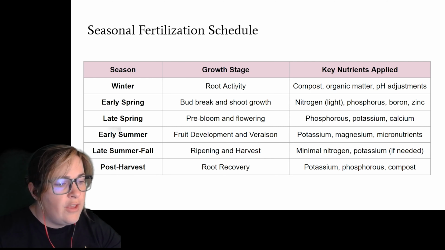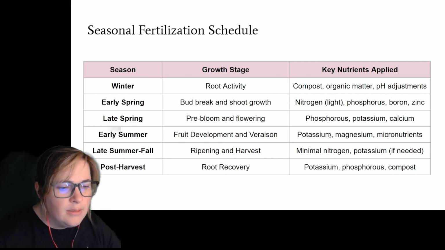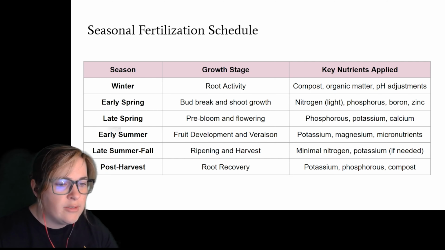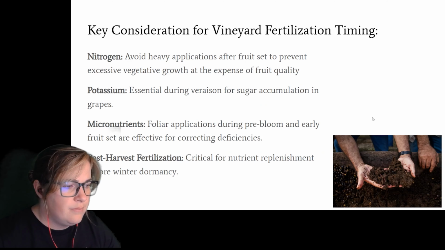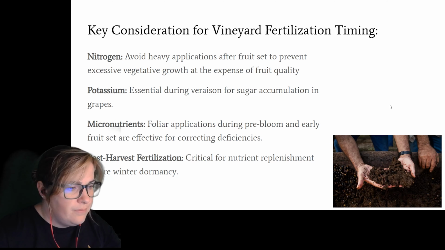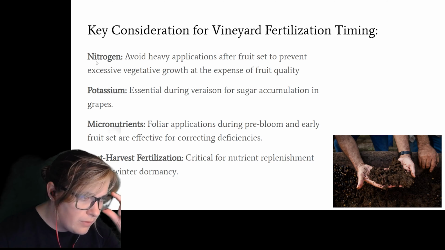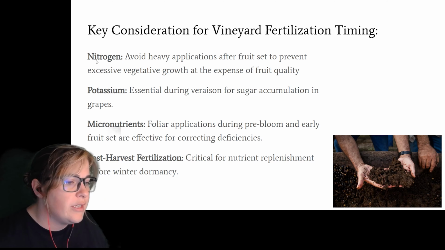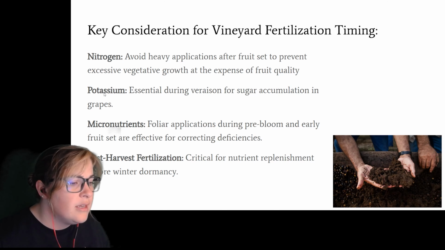And also, if it helps you memorize the season or know physically what's going on with the vine, it can help you memorize better. But that's the big takeaway I want you guys to remember from this table. Cool. And here we just kind of have an affirmation, or reiterating that with nitrogen, you don't want to apply it after fruit set necessarily.